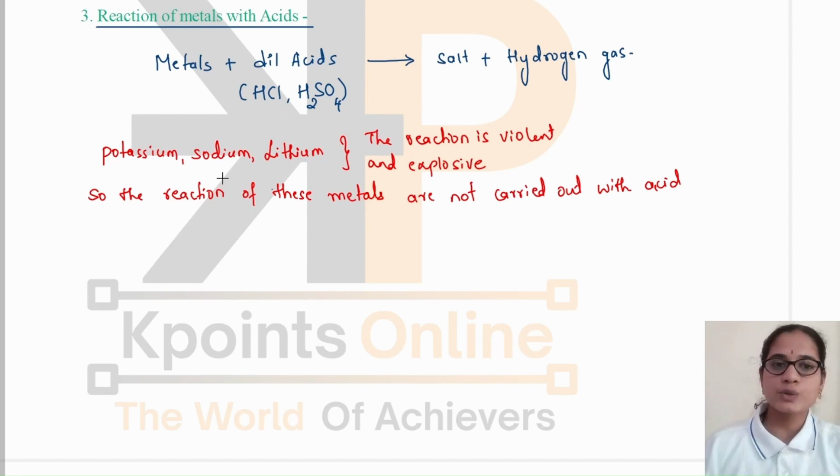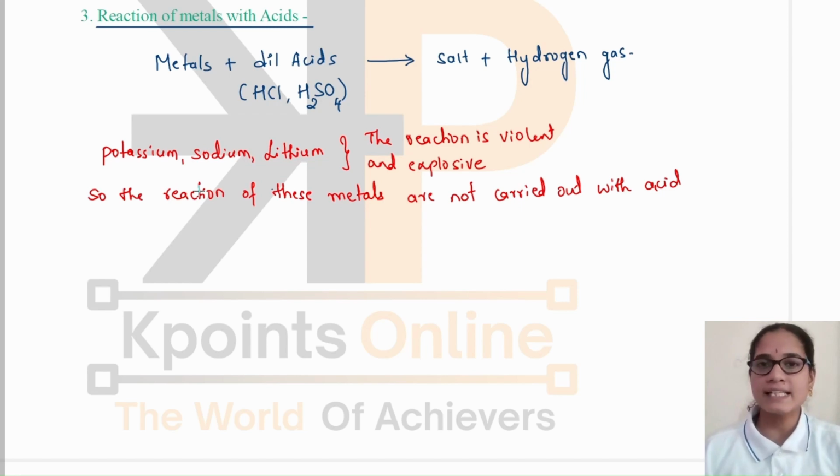In this case also, these metals will react with dilute acid to form salt and hydrogen gas, but the reaction is highly exothermic, very violent and explosive. So the reaction of these metals is not carried out with the dilute acids. Potassium, sodium, lithium and also calcium react violently with dilute acids. Then let us see how other metals will react with dilute acids.